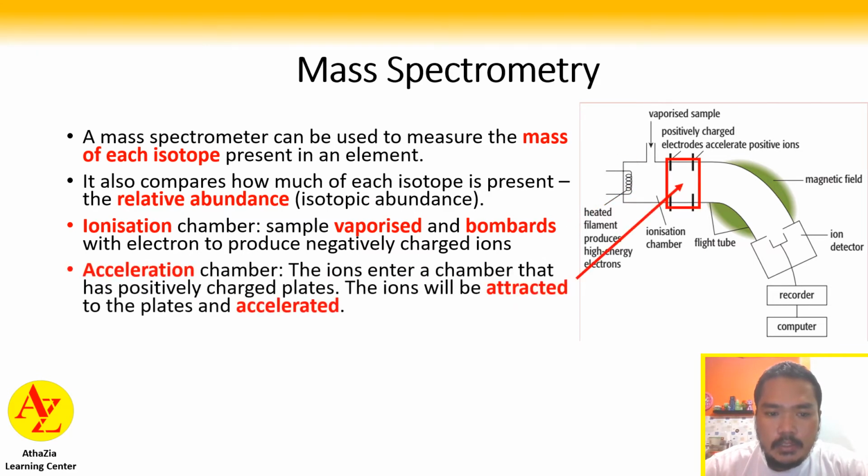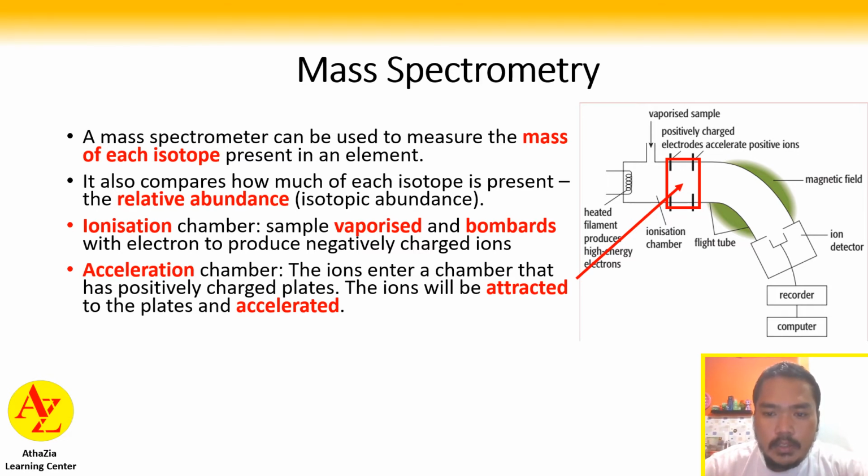After that, the ionized sample will enter the next chamber, which is the acceleration chamber. It has plates which are positively charged, which means our negative ions will be attracted to the plate, so they will be accelerated. That's why it's called the acceleration chamber.